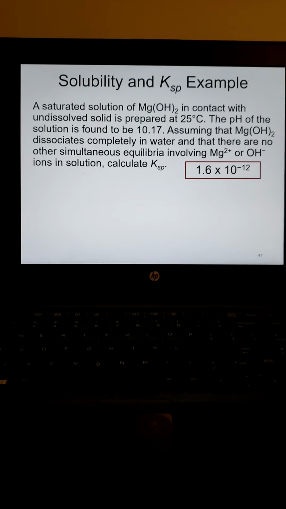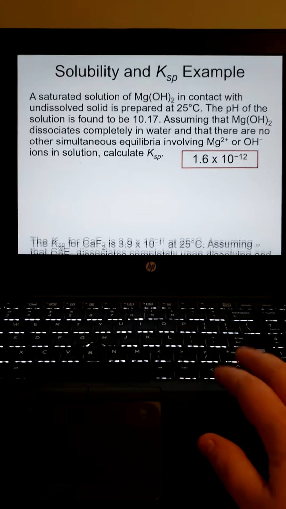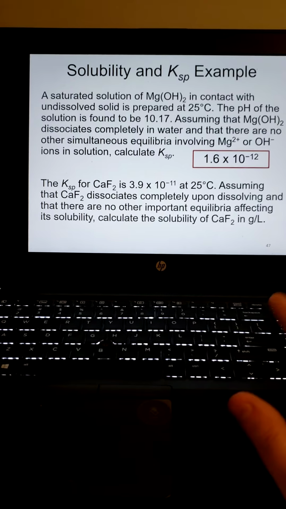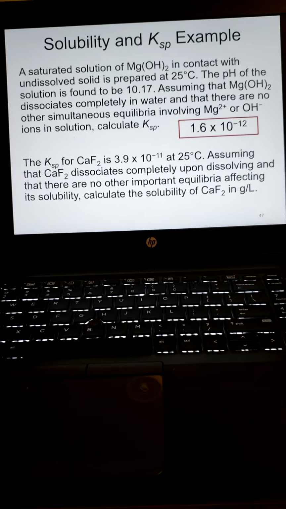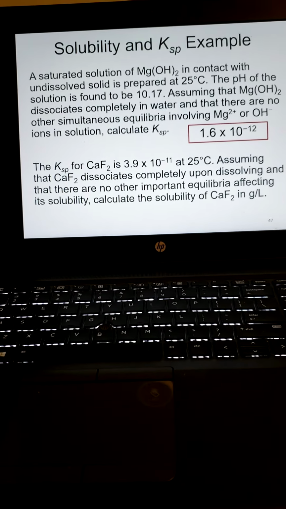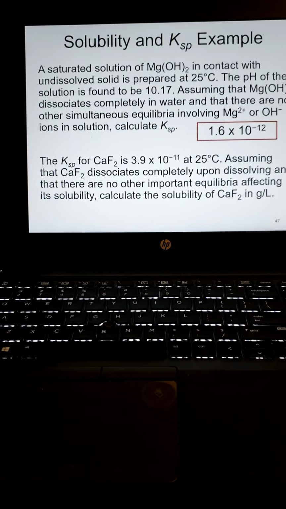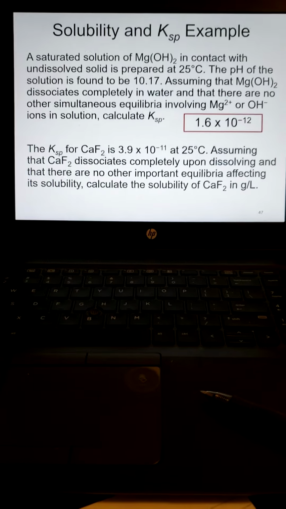And now we're picking up with the last problem, okay? So last problem for this chapter. The Ksp for calcium fluoride is 3.9 times 10 to the negative 11th at 25 degrees Celsius. Assuming that calcium fluoride dissociates completely upon dissolving and that there are no other important equilibria affecting its solubility, calculate the solubility of calcium fluoride in grams per liter.